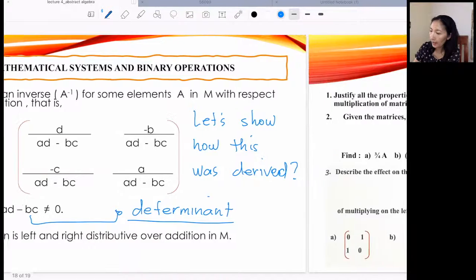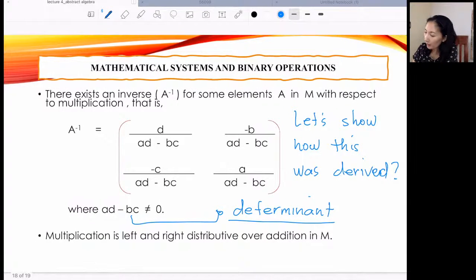Next question that we have to answer. Is multiplication left and right distributive over addition? Okay, I'll leave this as your assignment. Check on distributivity. Is multiplication left and right distributive over addition in the set of 2 by 2 matrices?